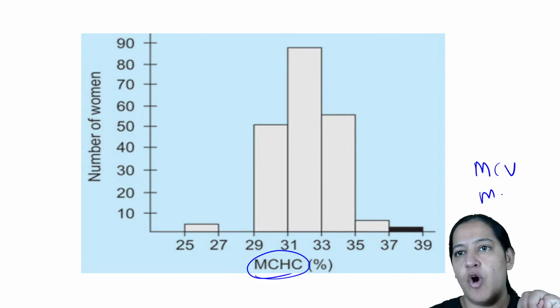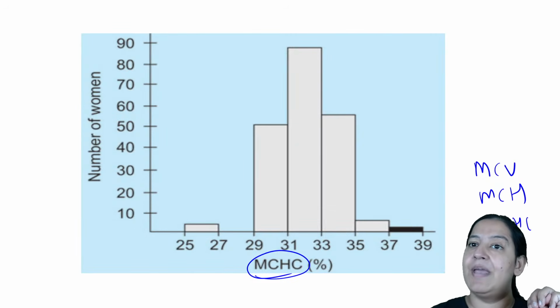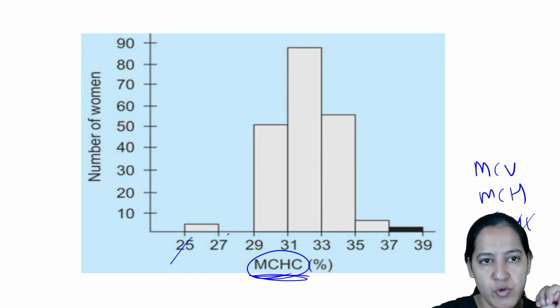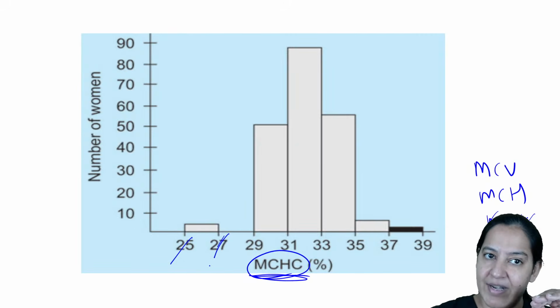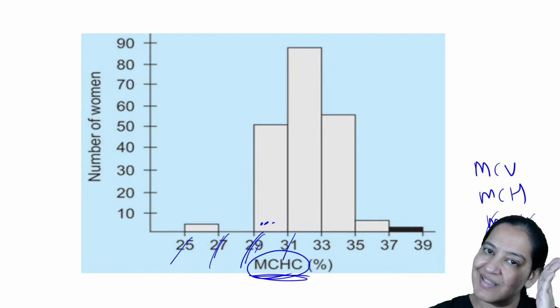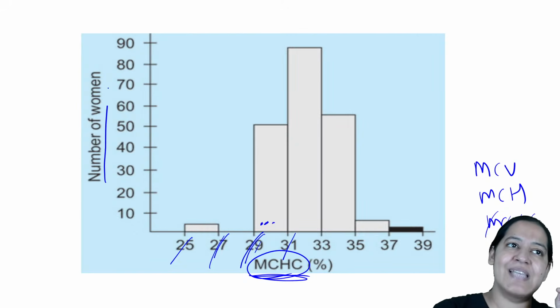MCV, mean corpuscular volume, MCH, mean corpuscular hemoglobin, and MCHC, mean corpuscular hemoglobin concentration. So this is MCHC of various females. MCHC lying between 25 to 27, between 27 to 29, 29 to 31. So it can be 29.1, 29.2. So this is continuous. It is not discrete. And how many females have those values?